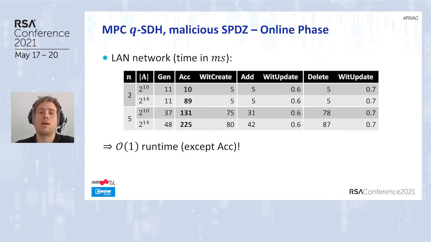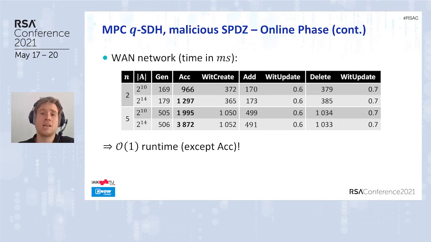For comparison, I now want to talk about benchmarks of our MPC accumulator. More specifically, we instantiated this accumulator for these benchmarks with the SPDZ MPC protocol, and I give you here timings for the online phase in a very fast LAN network. And I also give you the benchmarks here for 2 set sizes, but also 2 different numbers of accumulator managers. So in the first line, we have 2 accumulator managers, and in the second line, we have 5. And one can really observe here that except for the initial accumulation, all algorithms have a runtime independent of the set size. And also the overall runtimes are much faster than on the previous slide, with the slowest one being the initial accumulation for 5 accumulator managers and 2 to the power of 14 elements. And this runtime is still less than a quarter second. And this is much faster than the 100 seconds from the previous slide.